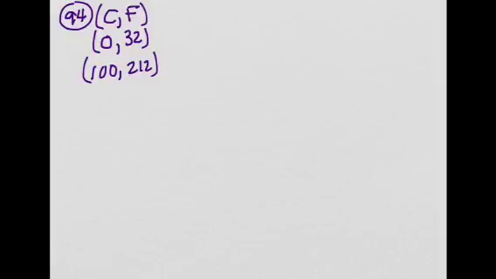So I need to find a slope. Okay, so my slope is going to be 212 minus 32 over 100 minus 0, so that's going to give me 180 over 100. When I reduce this, I cancel by 10, but now I can still reduce by 2, so I have 9 over 5. Okay, that's my slope.